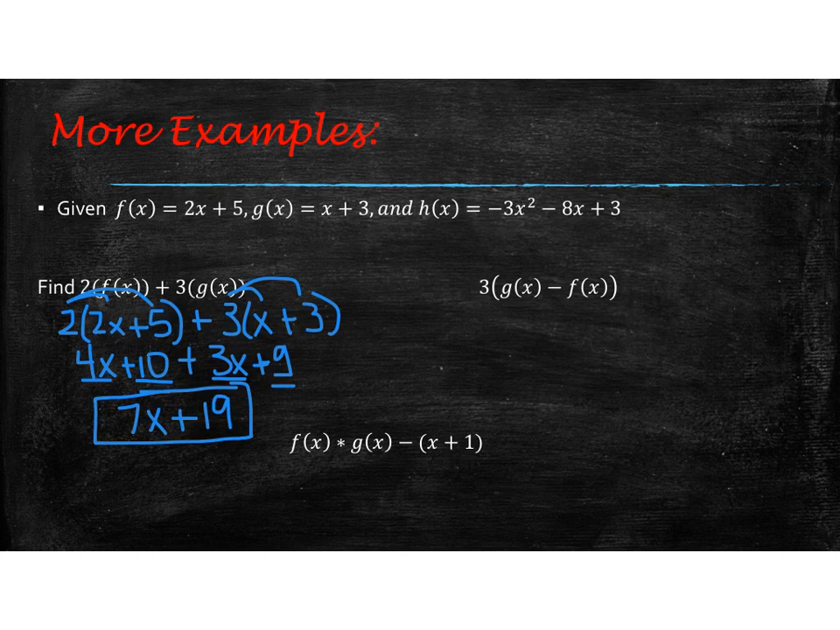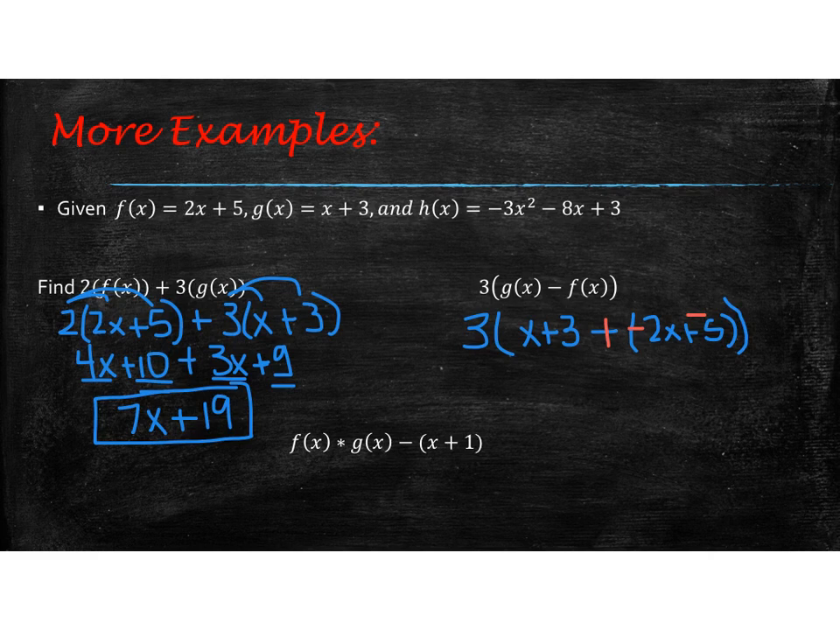Look at the next one. So we have 3 times g of x, which is x plus 3, subtract f of x. Now I'm going to put this in parentheses because we're going to have to distribute that subtraction, 2x plus 5. So go ahead and simplify in the parentheses first. Let's go ahead and change the subtraction. So change that to plus. This would be negative. This would be negative.